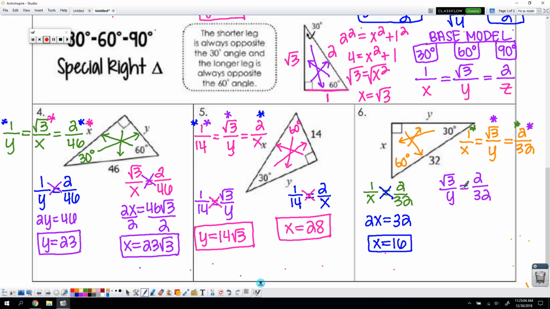X equals 16. Alright. Now the next one we're going to crisscross again. 2y equals, remember they don't go together, so 32 radical 3. Okay, now divide by 2. Now remember dividing by 2 only affects the outside number, so 16 square root of 3.